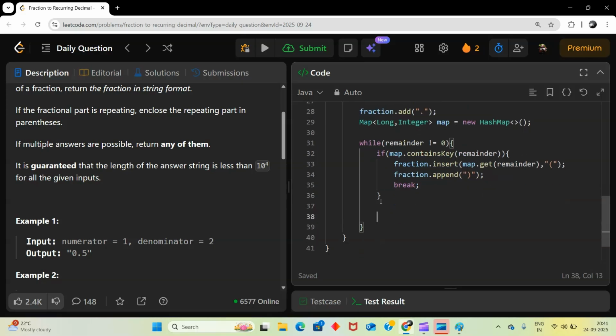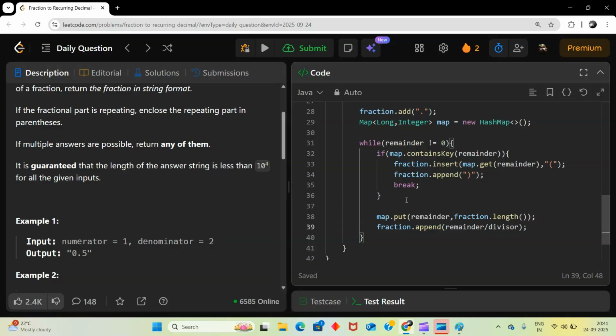Now if the remainder is not there for the first time, then first let's put map.put(remainder, fraction.length), that means the index. Till that point I have this size, so at this size I want to insert basically. Now we will do fraction.append. What we have to append is remainder divided by divisor.